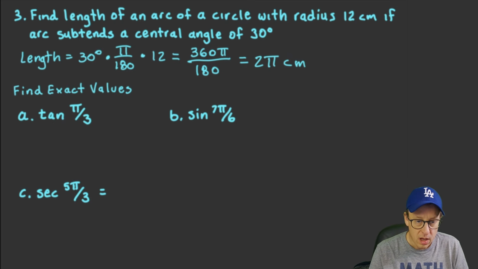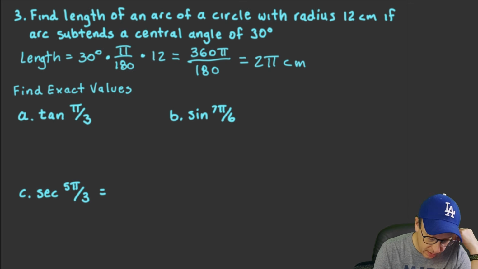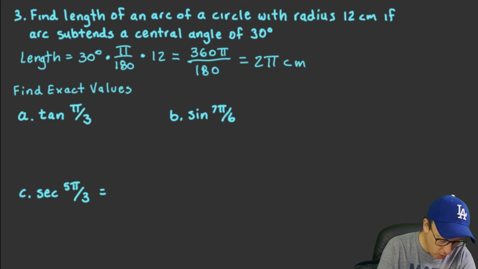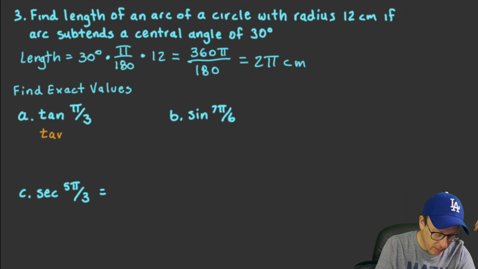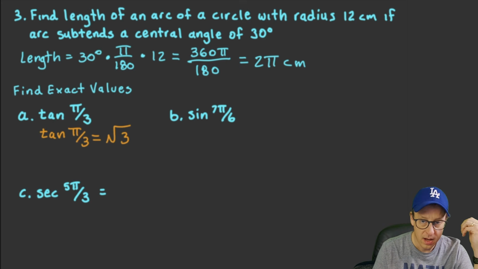All right. If I want to find the exact value, this first one is really simple because there's a rule, and that rule says the tangent of pi over 3 is equal to the square root of 3. So that's the answer to that.